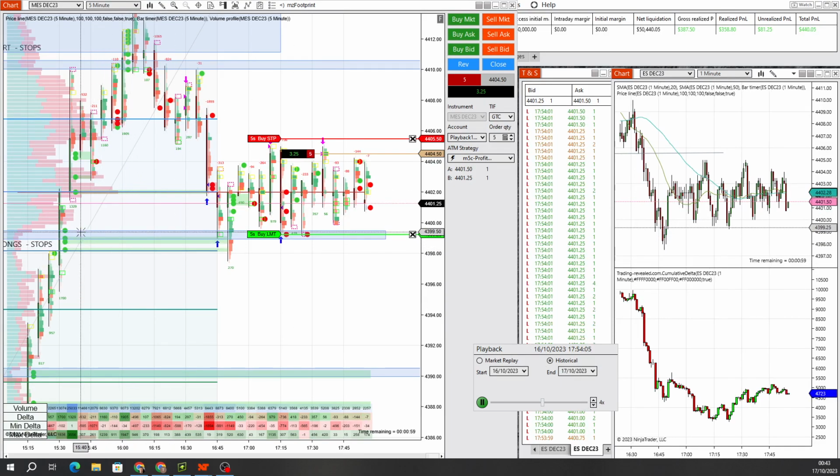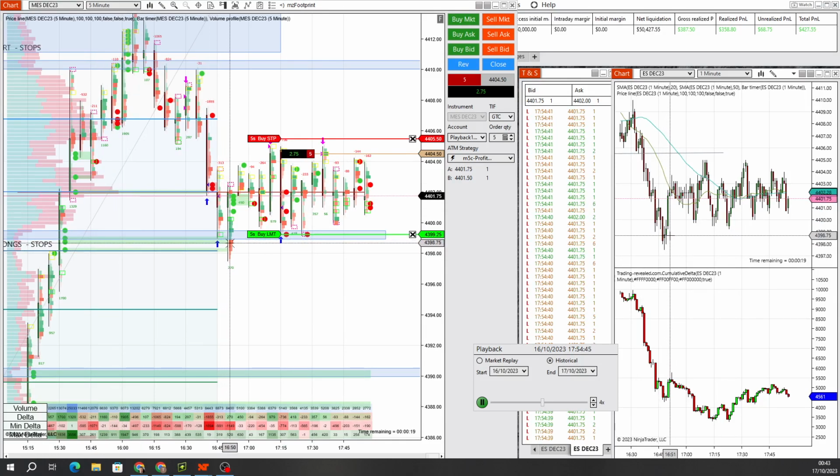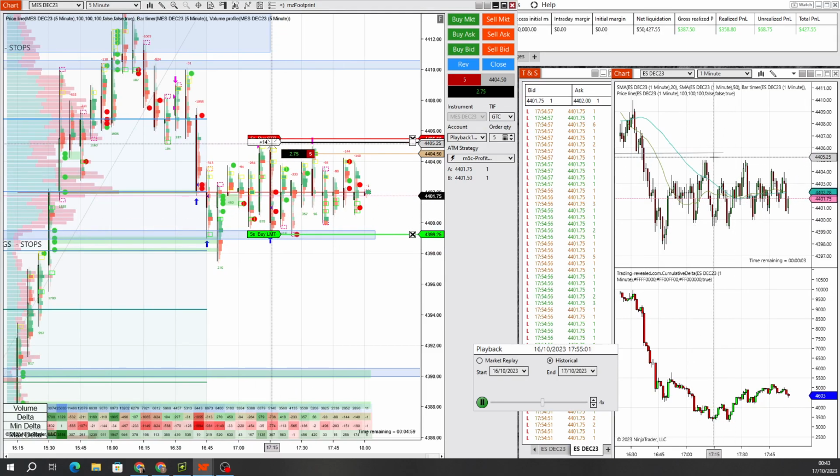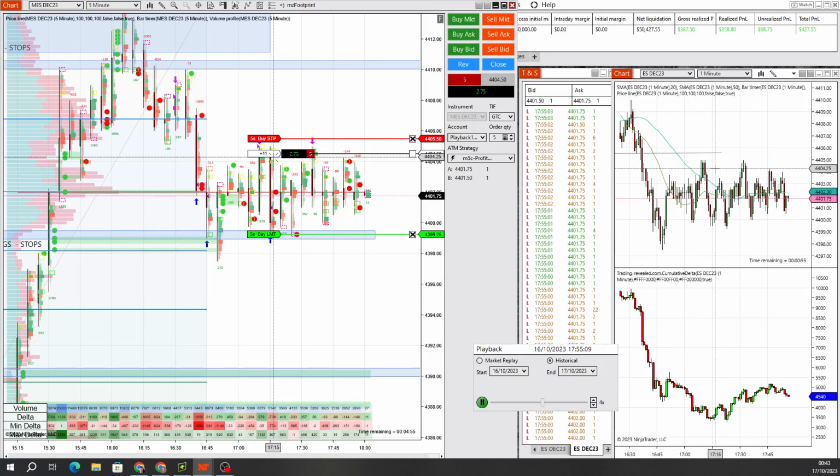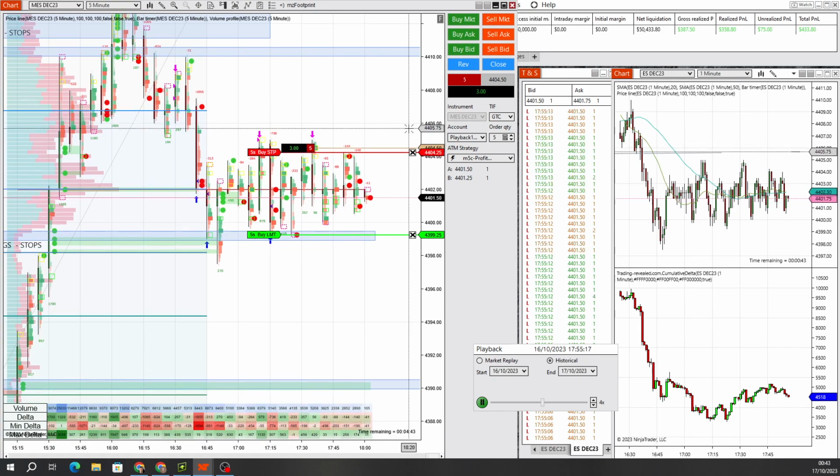So here we have that node that we marked, it hasn't been touched. It has been touched only once. So this is how the market should act now at 6 p.m. Let's just speed this up.